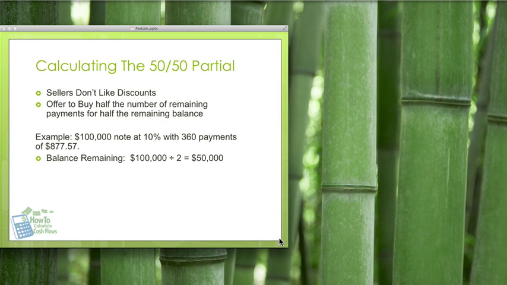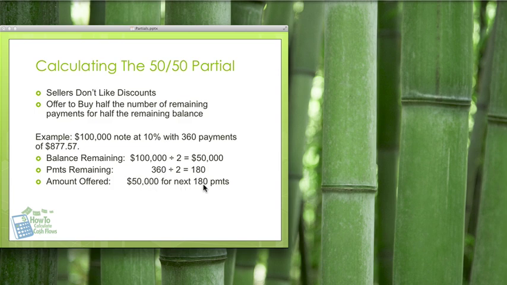What we're going to do is take that remaining balance of $100,000 and divide it by 2. So half the balance is $50,000, and we're going to offer to pay $50,000 for half the remaining payments. So the remaining payments are 360 divided by 2, which is 180. So the offer is $50,000 for the next 180 monthly payments of $877.57.